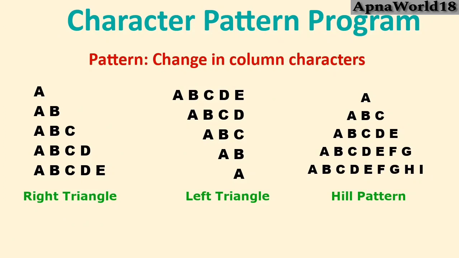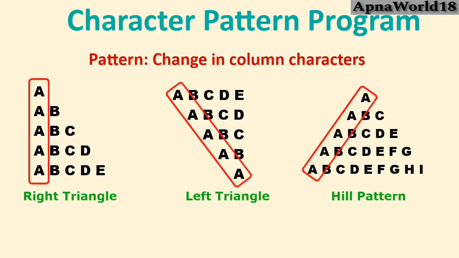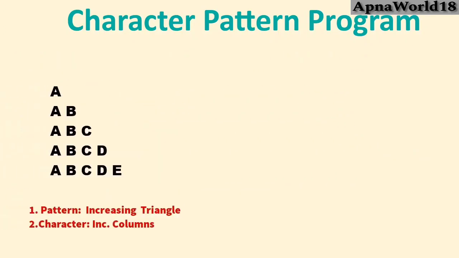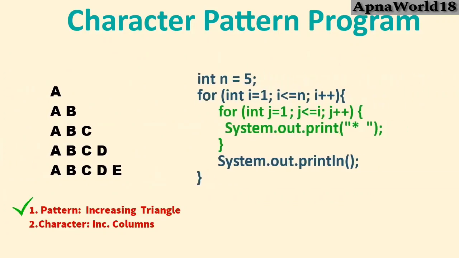Now we do know that the column printing is managed by our inner loop. What we see in all of these patterns is that all rows start with A and then increment by 1 till the end of the row. Let's take one of these as an example. Here we have the code for the increasing triangle star pattern.